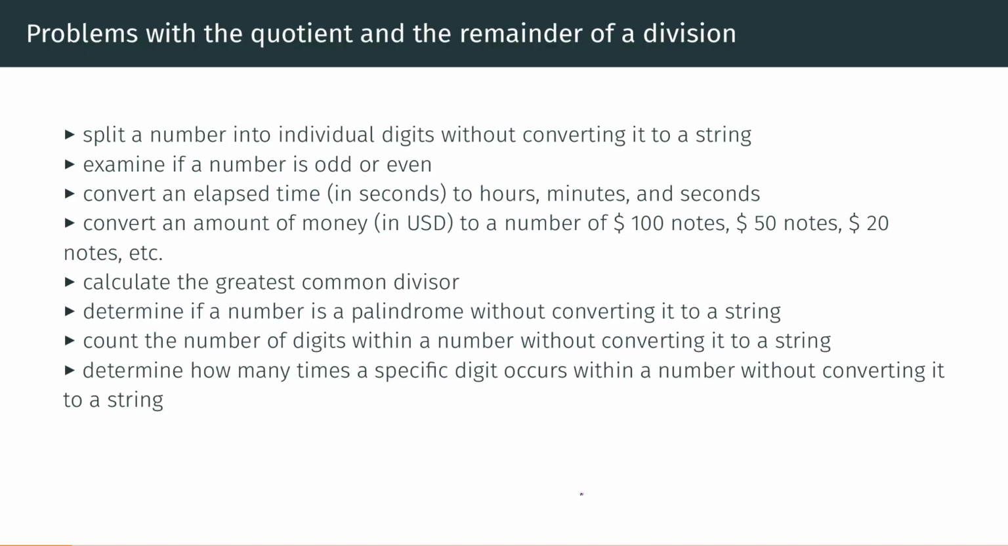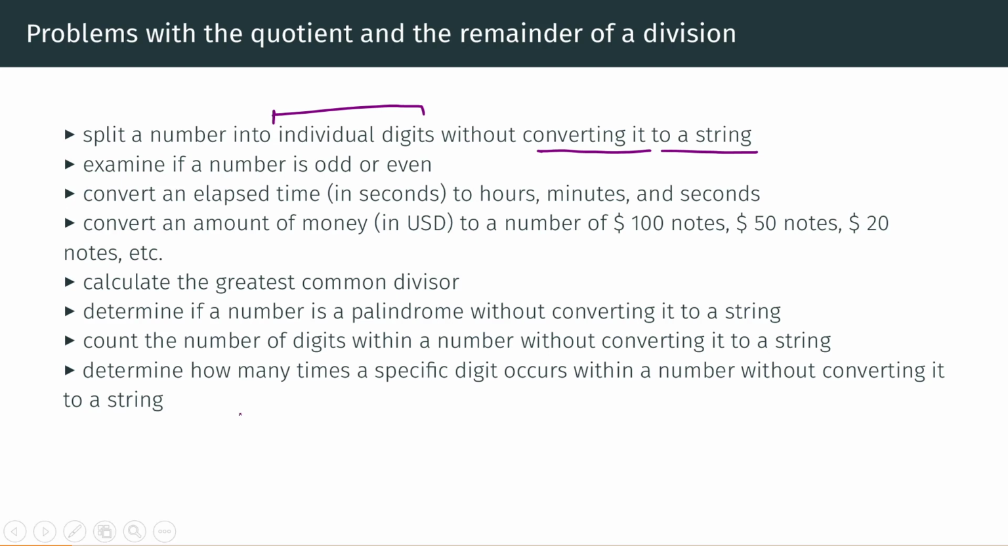So what are the problems that require you to find the quotient and remainder? Here are a few examples. As we have seen before, if you want to split a number into individual digits without converting it into a string, then you would have to use these two operators, integer division and modulo, or you have to find the quotient and the remainder. Another example is divisibility.